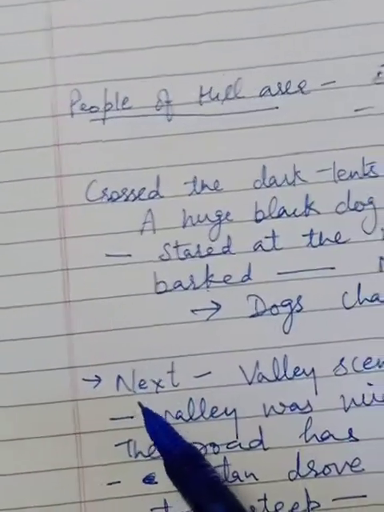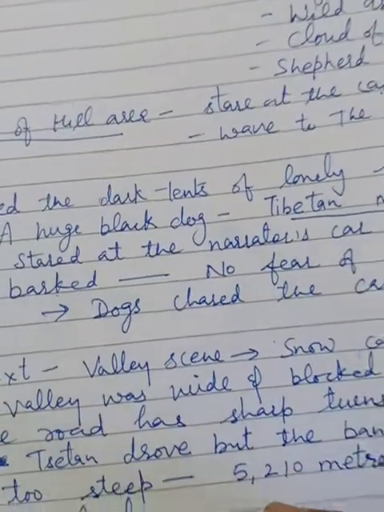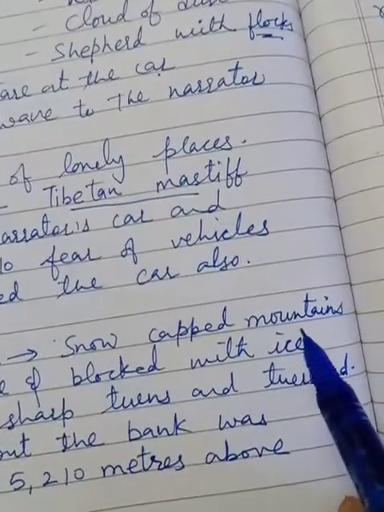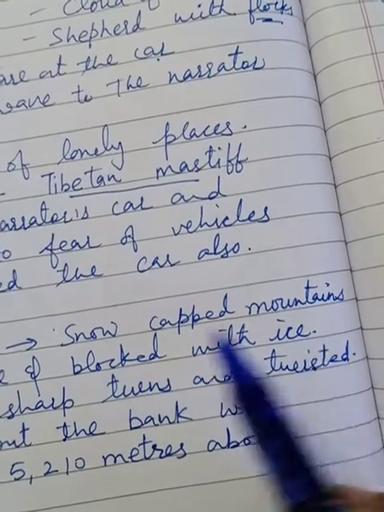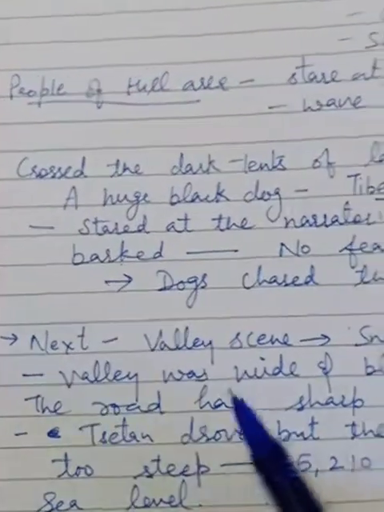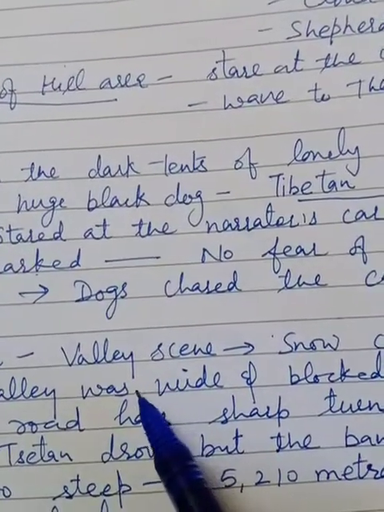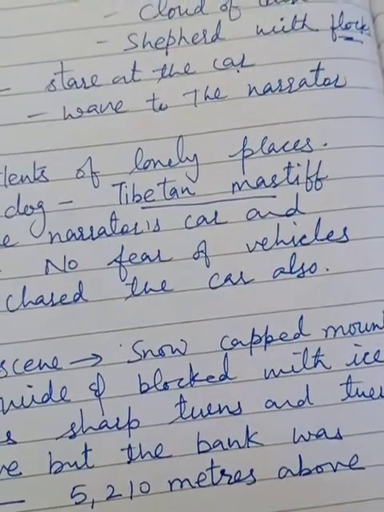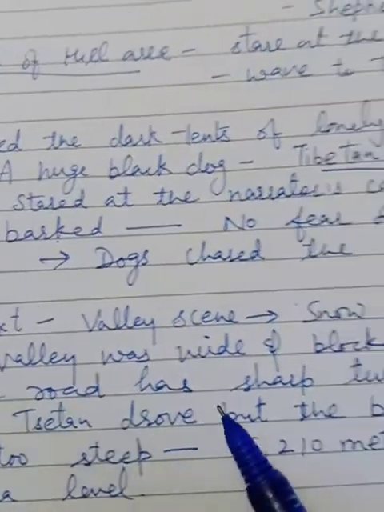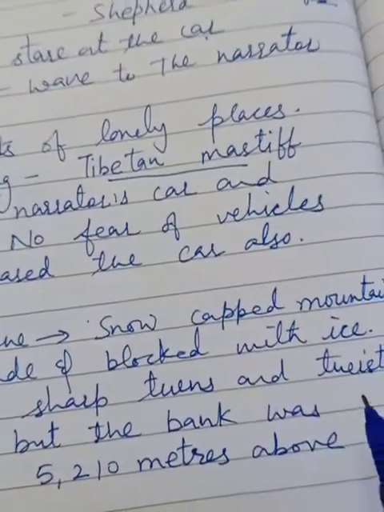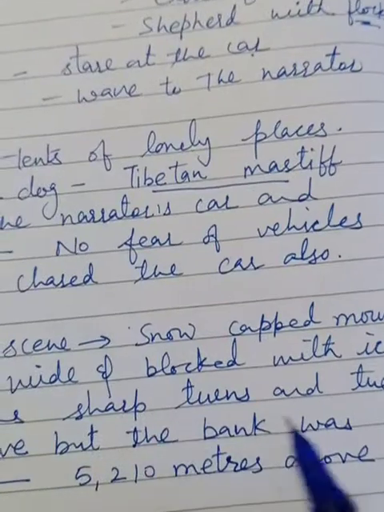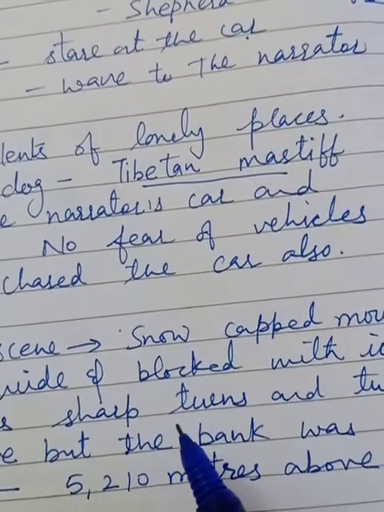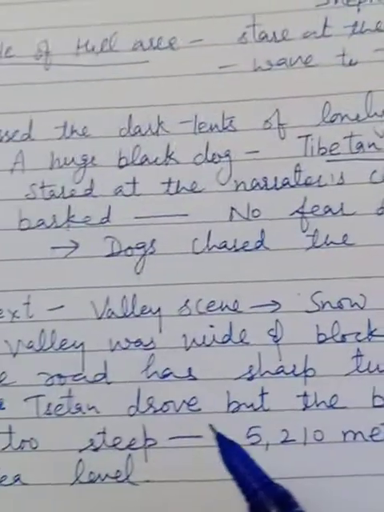Then next, the valley scene. They had to go through a valley, and in the valley, what did they see? Snow-capped mountains, mountains covered with snow. The valley was wide and blocked with ice; there was ice everywhere. The road had sharp turns and was twisted. It means the road of that hilly area had sharp turns and twists.